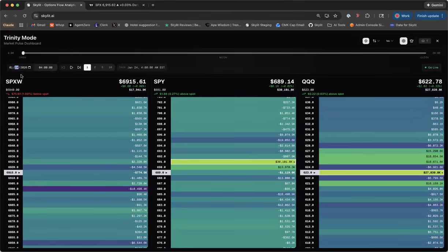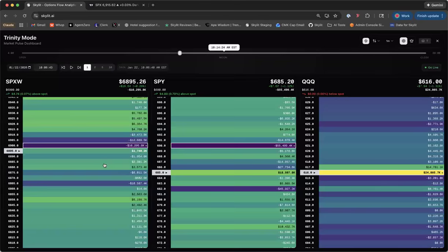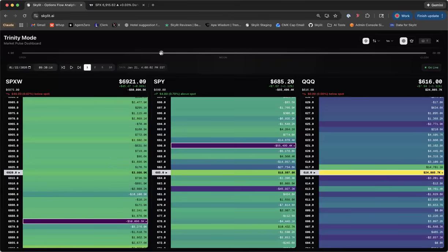Let's pull it up. I think it was on the 22nd. This is all in Eastern time. Let's look right at market open, what everything looked like. Okay, so even at market open, hold on just a second. This was at market open.